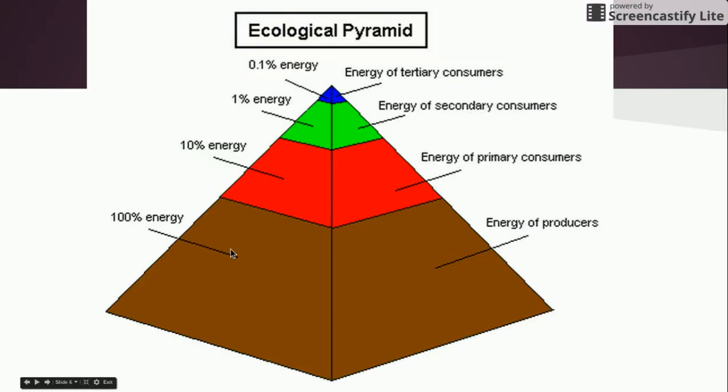So you'll notice here it says at the bottom in this energy of producers, we have 100% of energy. 10% of that would then be 10% of the energy, which goes to the primary consumers of the herbivores. Moving up from that, it's only 10% of that 10%, which is 1%, which is the energy of the secondary consumers. And then once again, you have the energy of the tertiary, where it's 10% of that 1, which is 0.1% of the energy.